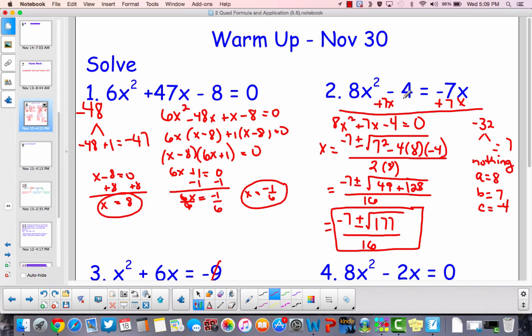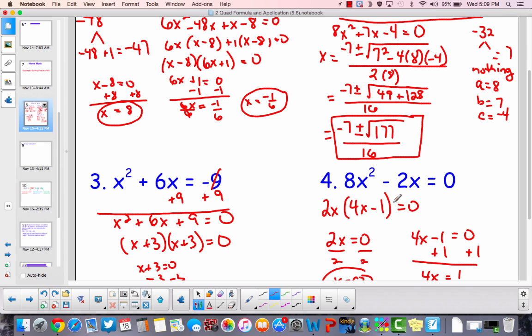On this one, when we set it equal to 0, we see that there's nothing that multiplies to give us negative 32 and adds to give us 7. So we cannot factor it, which means we have to use the quadratic formula, which we learned right before Thanksgiving break. So this one winds up being negative 7 plus or minus the square root of 177 over 16. This doesn't break down any further, so we're going to look at the next one.